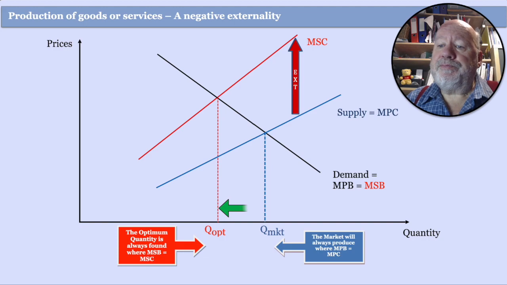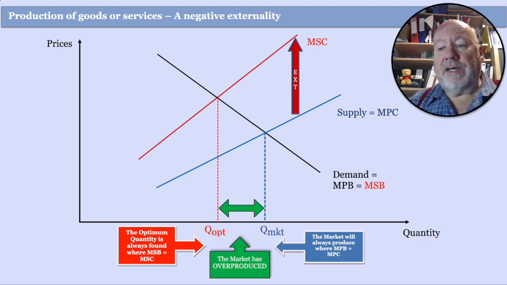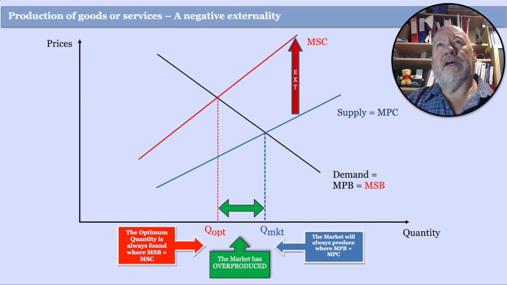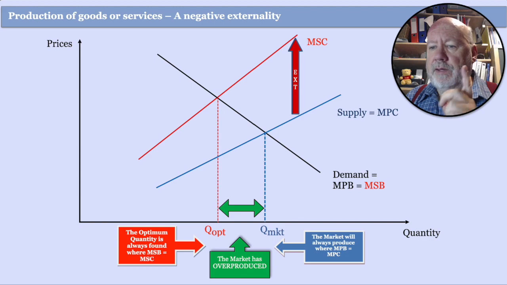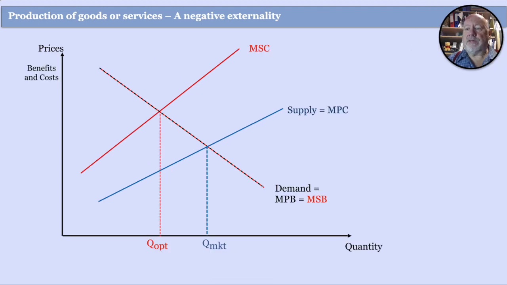Okay. Then what you'll see is that the market has overproduced, and that's the first thing that you really need to do in your analysis, is find that a market has either under or over. And in this case, and it always is with a bad thing, the market will always overproduce a bad thing. This is an extra cost that hasn't been taken into account.